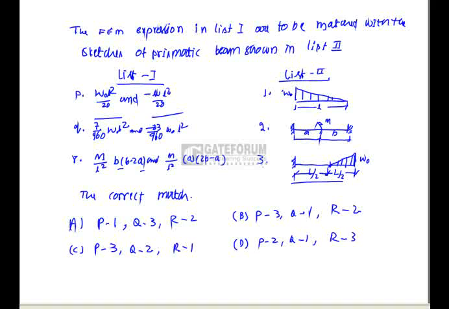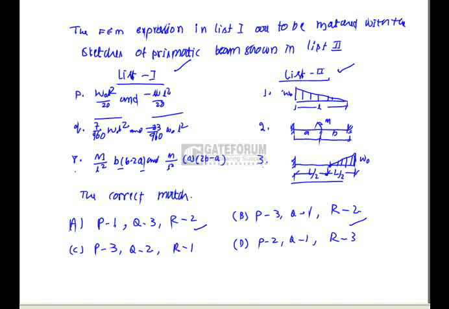In this question, we have to match list 1 with list 2. Even if we don't know the answer, we can eliminate two of the options given below. How? If you see R, it is a function of A and B. In list 2, the function of A and B is going to be option 2. So we can eliminate C and D. Only two options are going to be matched with list 2.